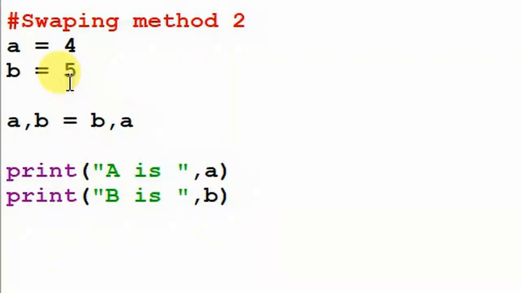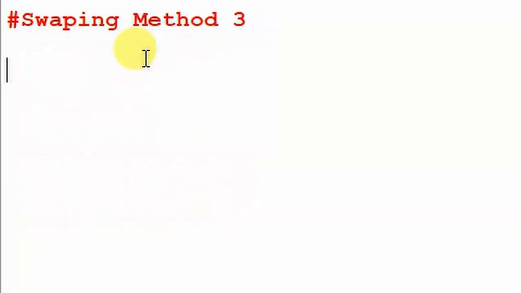And I go to the next method. In this method, how to swap using a formula. I create the same variables and values. A is equal to 4 and b is equal to 5.